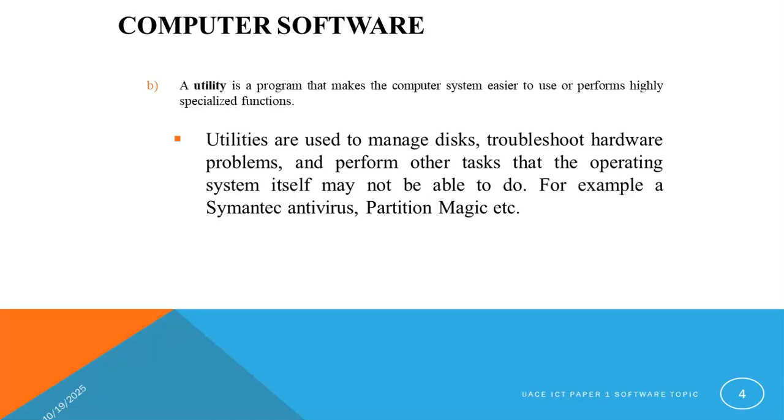When I say the computer system, we refer to the collection of the components that will help this computer capture and function. In other words, it must function efficiently. Then we talk of how these utilities help us to manage the disks, to troubleshoot the hardware, and perform other tasks. Like if you have an antivirus, it's a utility software. If you have a disk partition tool, it's a system software, and many others.